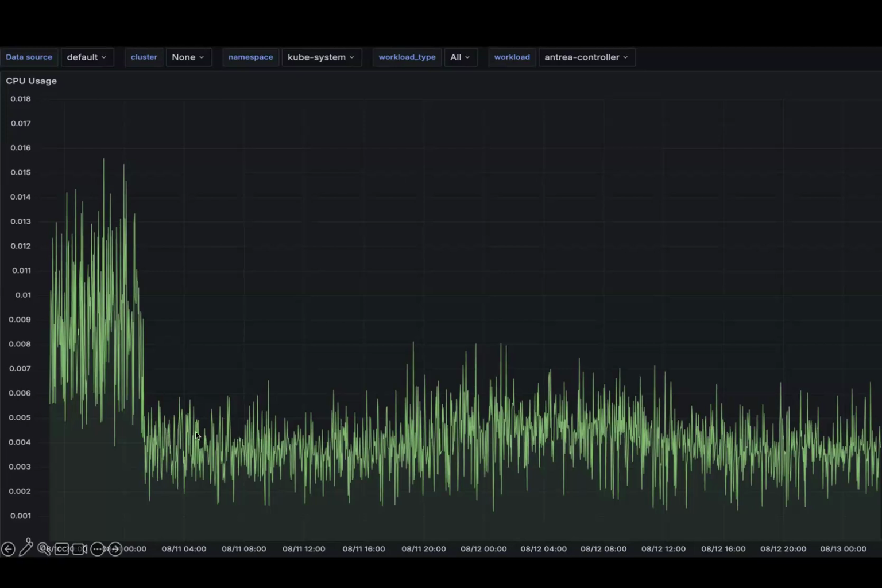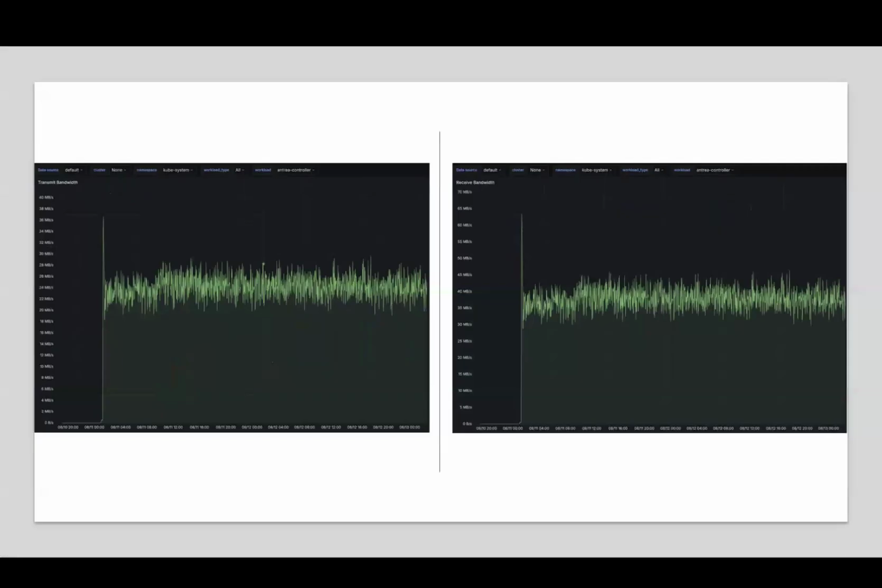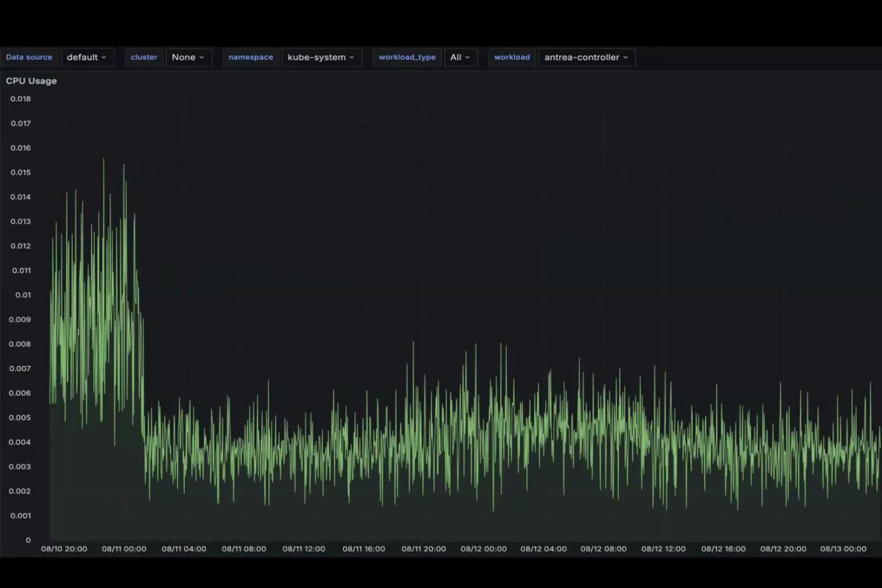The difference between the data points is 60 seconds between each data point, which is used to make this graph. Now, why does it take 4 hours for the CPU usage to drop?